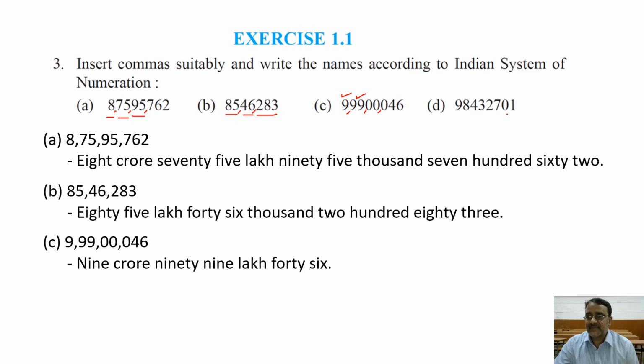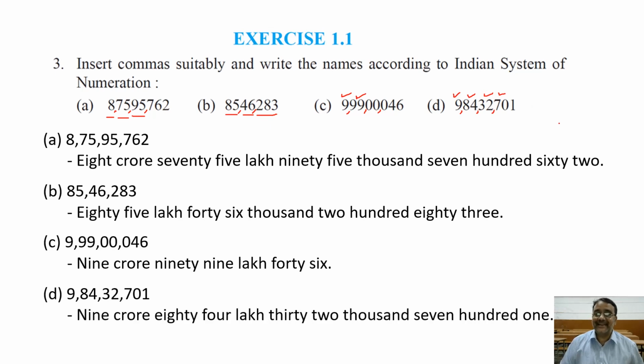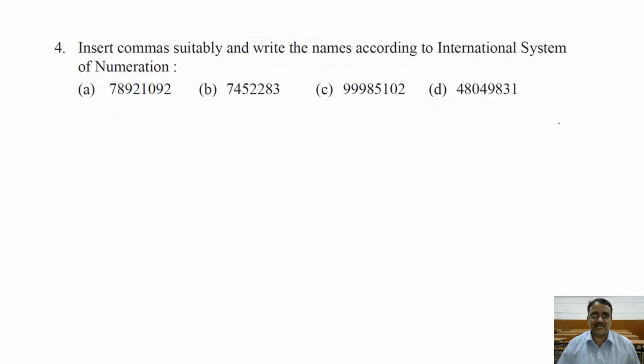Now next one, after 100 we put a comma, then after every 2 places we put a comma. So 9 crores 84 lakhs 32,701. So this is Indian system of numeration. Now next question, based on international system of numeration.